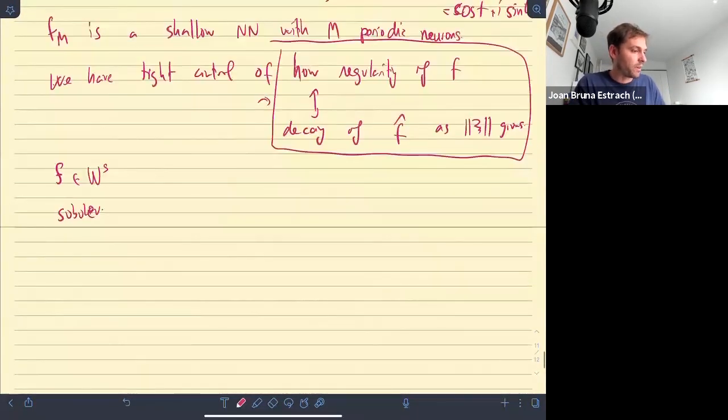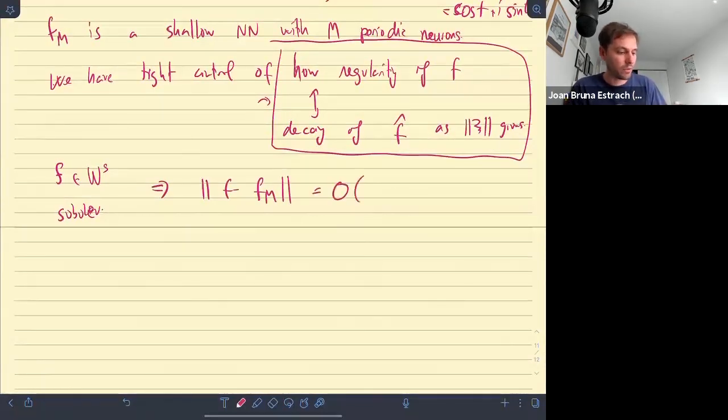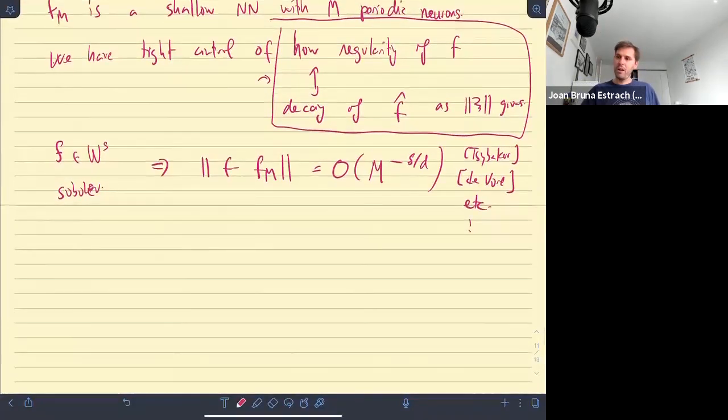And so this is really quantified here: if f is in Sobolev, then this rate of approximation is of the order of m to the minus s over d, right? And this is something that is classic. Again, you can look at Sivakov, but I'm pretty sure there are many other analyses, like DeVore also, etc., who have this kind of result. All right, so this again exhibits a curse of dimensionality in approximation.